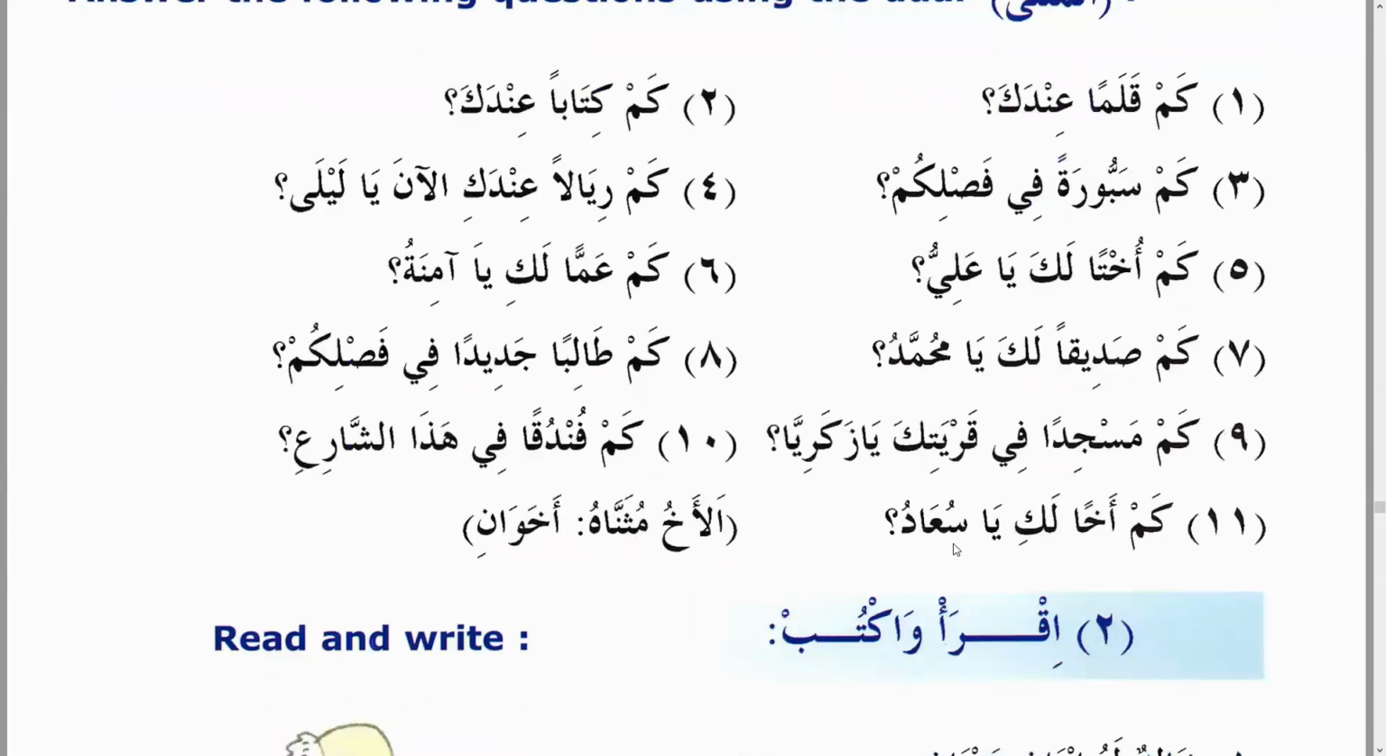Kam akhan laki ya Suad. How many brothers do you have? So, we should try to remember the plural of akhun, the dual is akhavani. We won't say akhani. We'll bring the wow back and we'll say akhavani. So, kam akhan laki ya Suad. How many brothers do you have? We'll say li akhavani. I have two brothers. We won't say akhani. We will say akhavani.